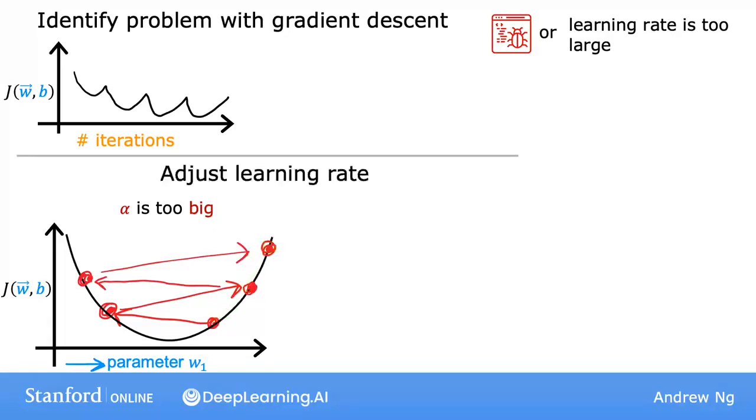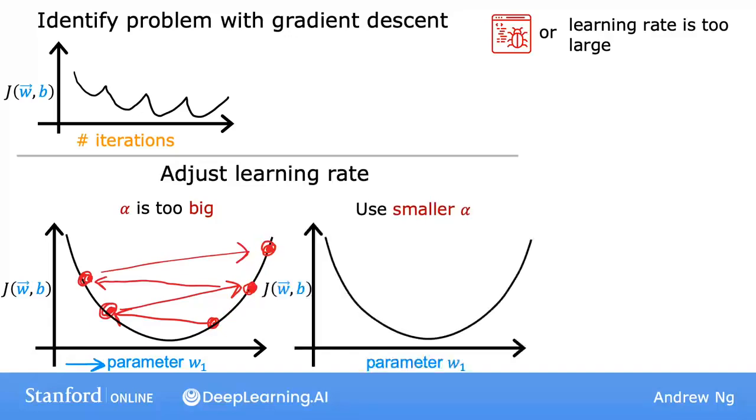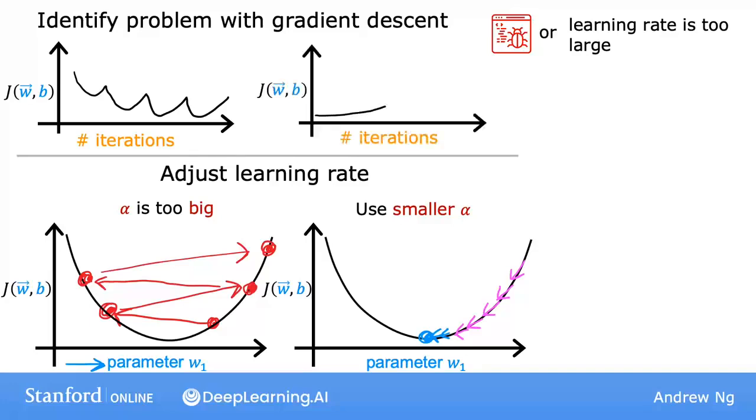To fix this, you can use a smaller learning rate. So then your updates may start here and go down a little bit and down a bit, and will hopefully consistently decrease until it reaches the global minimum. Sometimes you may see that the cost consistently increases after each iteration, like this curve here.